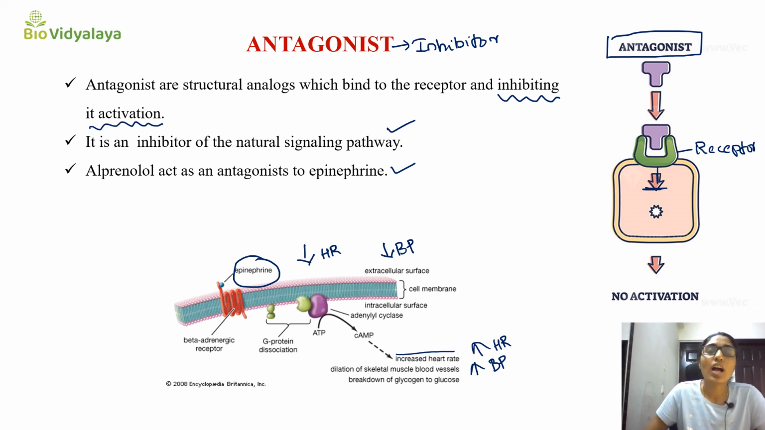So an antagonist is an inhibitor of the receptor, but an agonist is not inhibiting the receptor. It acts like the normal ligand. I think this is clear for you.